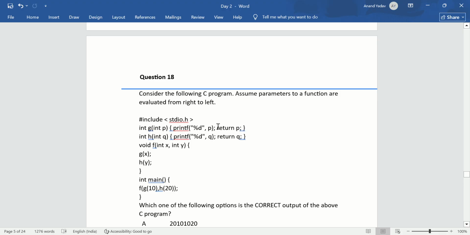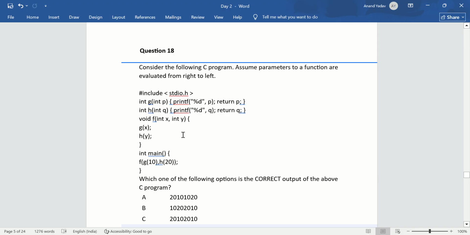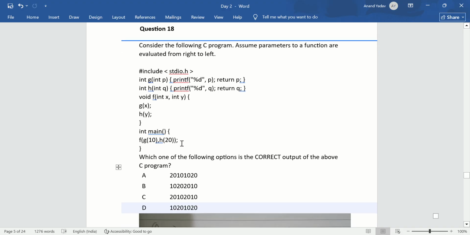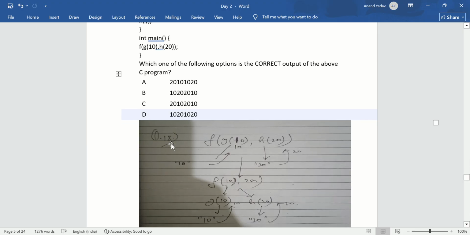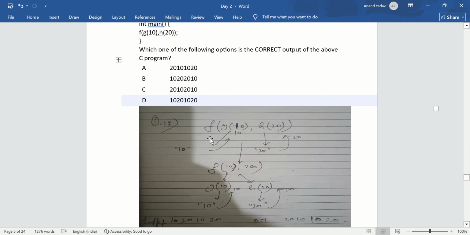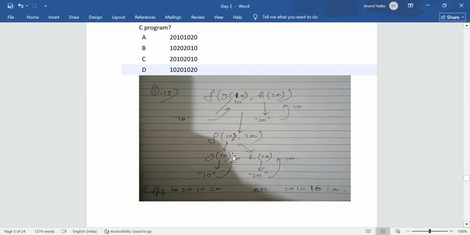Now the next question is, consider the following C program. Assume the parameters to a function are evaluated from right to left. Int g. This is the main function. In this, the f function is called with the g function and the h function. Which one of the following options is the correct output? I solve it in this way. First I call the g function and then the h function, and after that I call the f function.